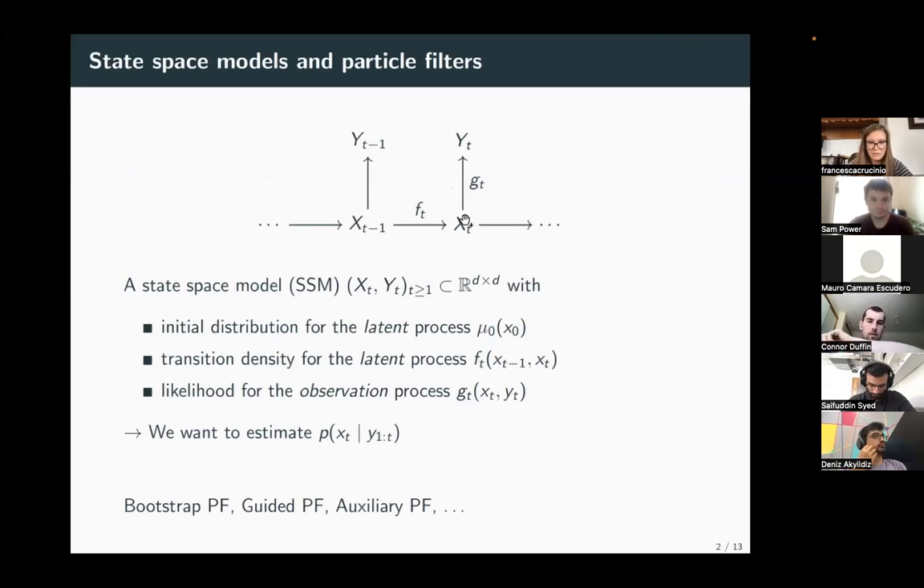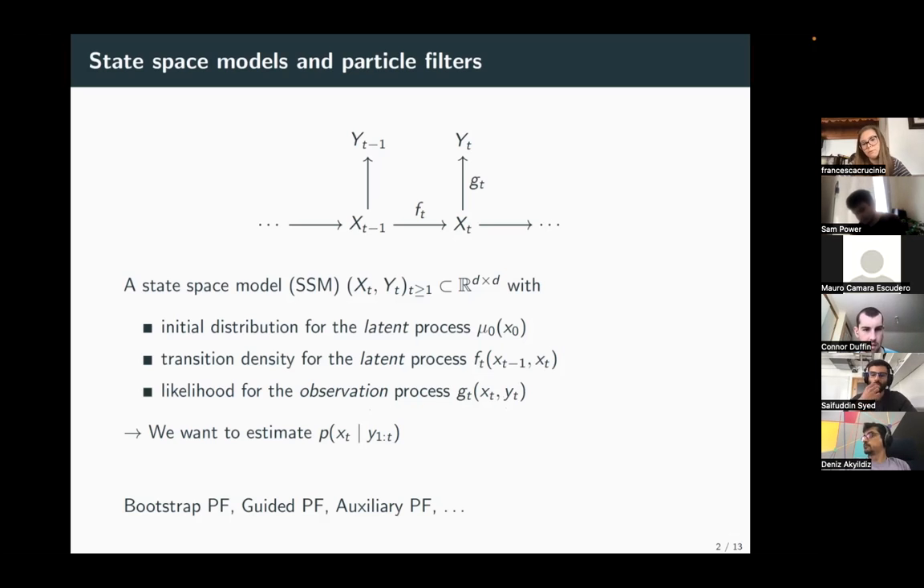State space models are graphical models in which you have the latent space X, which evolves in a Markovian fashion and has some sort of transition density f. And associated to each of these x's, which evolve in time, we have observations y, which are conditionally independent, and they have some likelihood g. So this is usually the way we write a state space model. We have the transition density and we have the likelihood for the observations, and we might have an initial distribution or the initial state might be fixed. It doesn't really matter for the purpose of this talk.